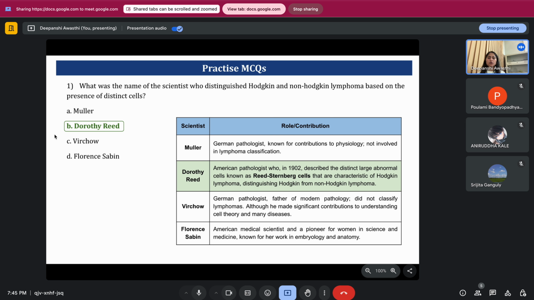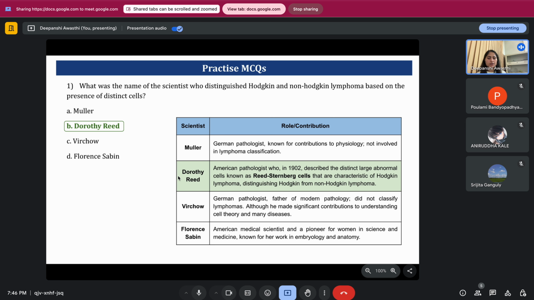The correct answer is Dorothy Reed, and he has also mentioned this name. Now we'll also look into the other scientists. Muller was a German pathologist, known for his contribution to physiology. He is not related to lymphoma classification. Dorothy Reed was an American pathologist, and in 1902 she described the distinct large abnormal cells which are known as Reed-Sternberg cells.